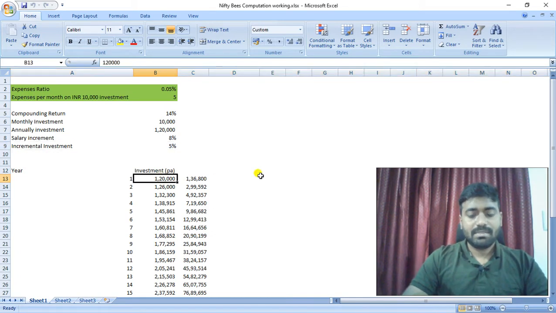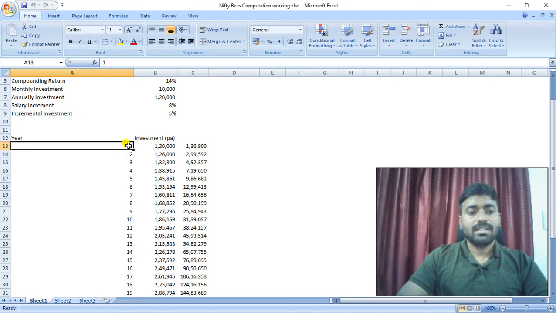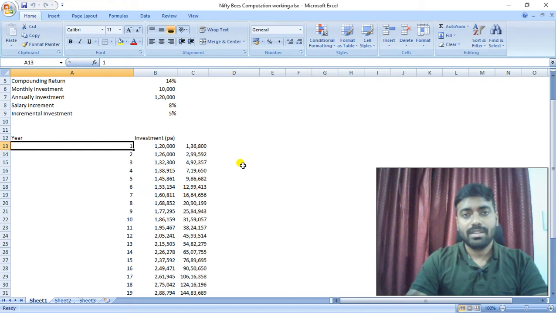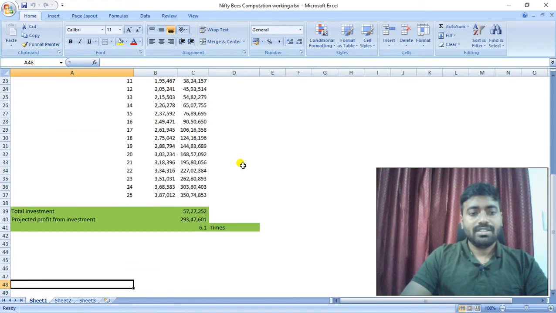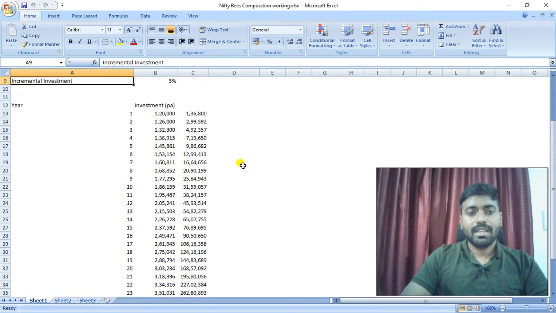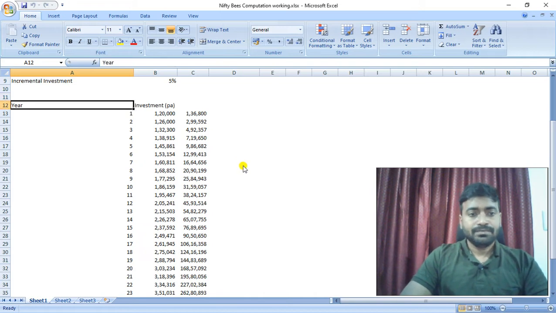And if you see, this is basically the computation. So what computation? I have taken a person who will start his career at the age of 25, and he has to stay invested. He has to invest his money for 25 years. The plan is that he has to retire at the age of 50. So he has to retire at 50, that is why I have taken 25 years. Based on that, I have computed how much wealth you can create by investing money in the NIFTY Bees index fund.